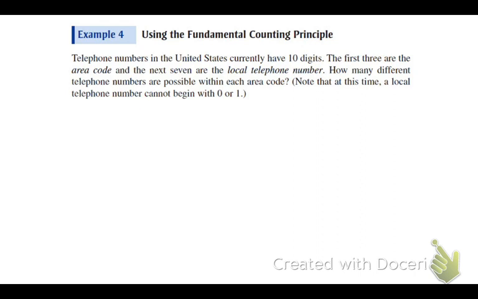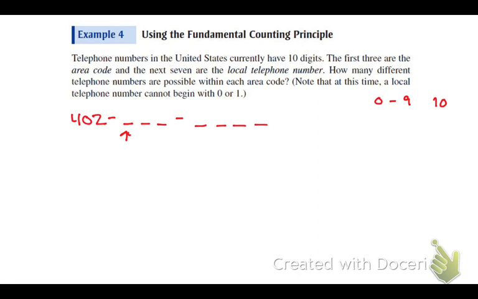Okay, so 402, because it said in the same area code, right? And then we have 3 digits, and then how many more? 4. Okay, so I need to know how many different. Well, in a telephone number, how many digits can you choose from? 0 to what? 9. 0 to 9. How many digits is that? 10, because you have 0. Okay, so there's 10. How many choices do I have for the first number?